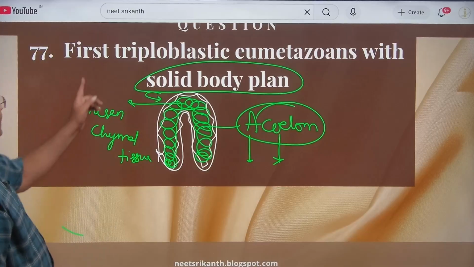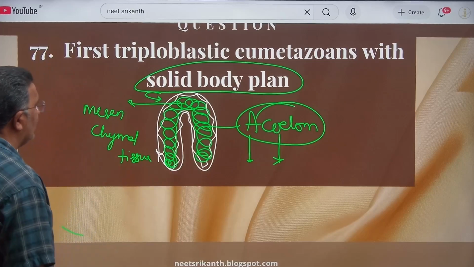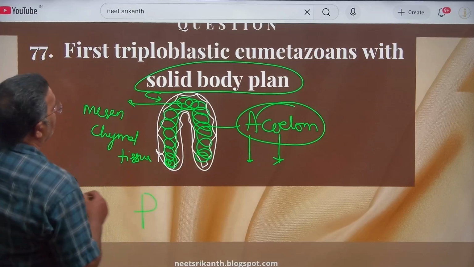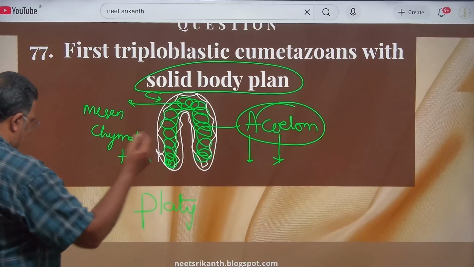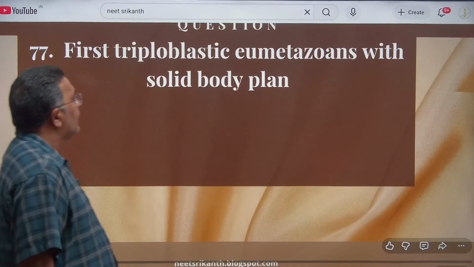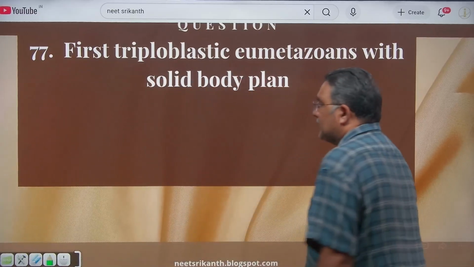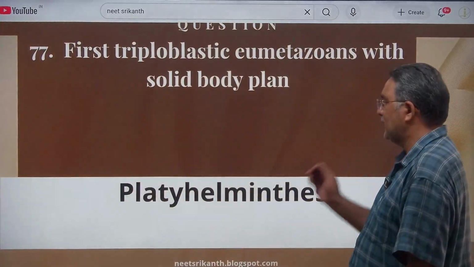So whom are they asking? First triploblastic eumetazoan with solid body plan. Who is that? They are asking about the phylum. That is phylum Platyhelminthes. Why, we will come to that. See, eumetazoan with solid body plan will be phylum Platyhelminthes.